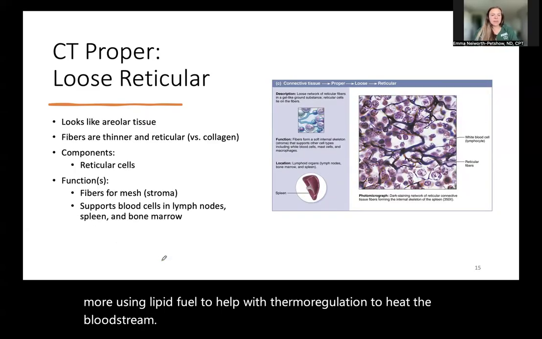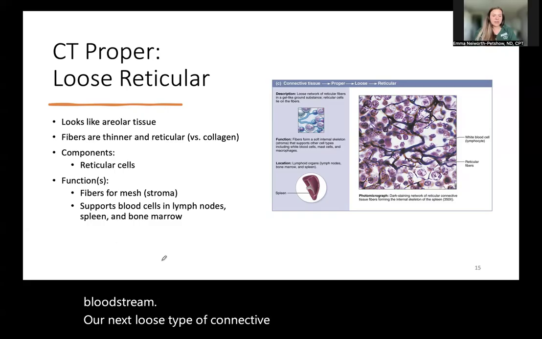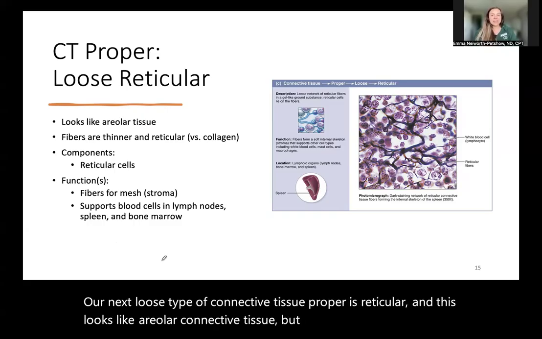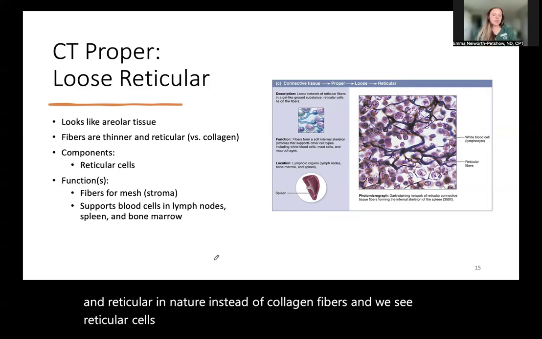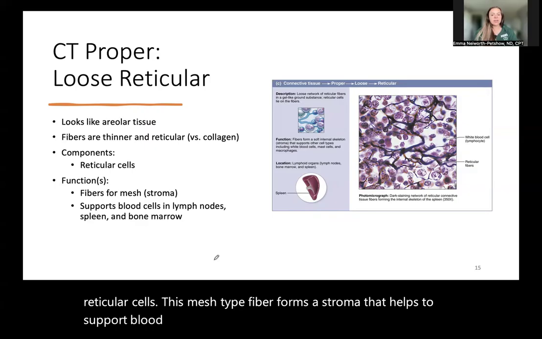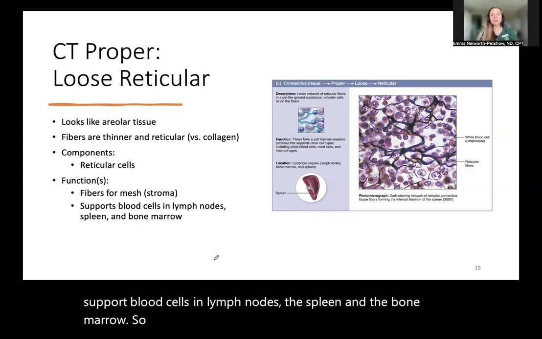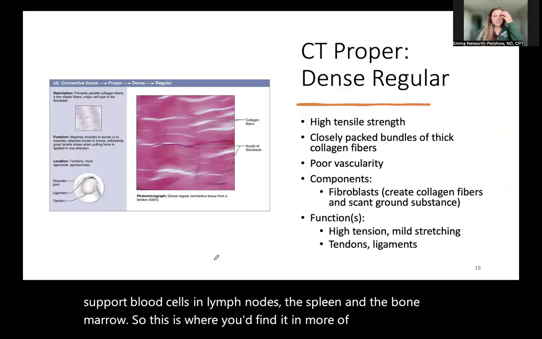Our next loose type of connective tissue proper is reticular, and this looks like areolar connective tissue, but the fibers are much thinner and reticular in nature instead of collagen fibers. And we see reticular cells. This mesh type fiber forms a stroma that helps to support blood cells in lymph nodes, the spleen, and the bone marrow. So this is where you'd find it in more of your lymphoid organs.